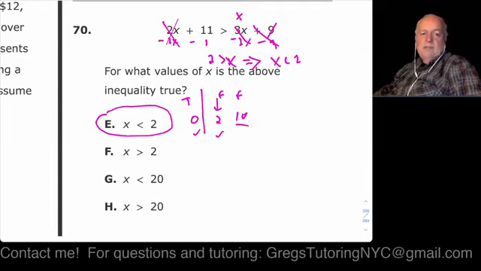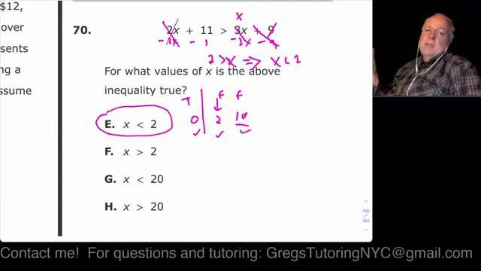For convenience, 10. So we get 20 plus 11, so that's going to be 31. And then we get 30 plus 9 is 39. So 31 is not greater than that. So that is also false. So these are our checks.